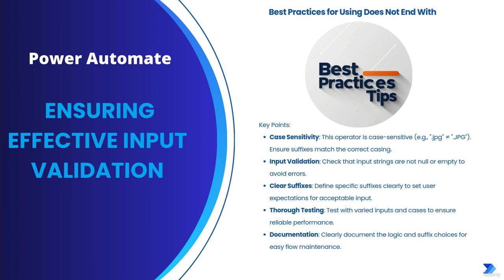Define clear suffixes. Ensure that the suffixes you are checking against are well defined. This helps users understand the acceptable formats for their inputs. Conduct thorough testing. Test the condition with a variety of inputs, including boundary cases, e.g., strings that end with the specified suffix, those that do not, and variations in case, to ensure the logic behaves as expected. Document logic and rationale. Clearly document the rationale for using the does not end with operator in your flows. This will assist future users, or yourself, in understanding the logic and its implementation.